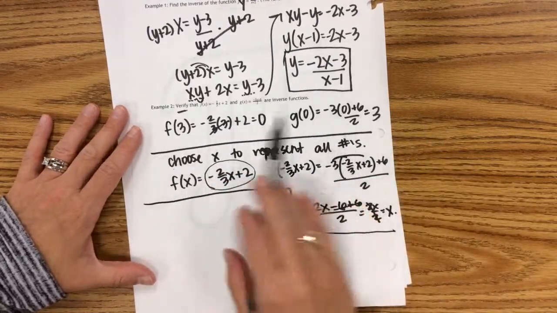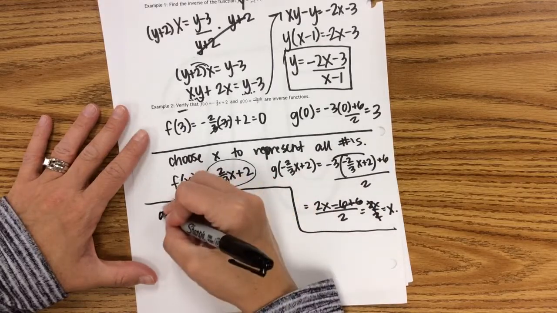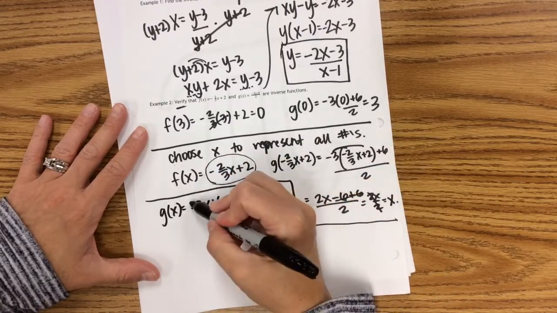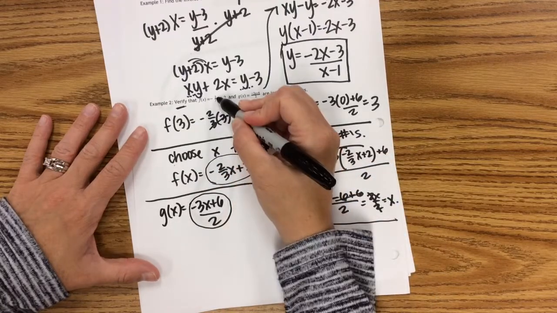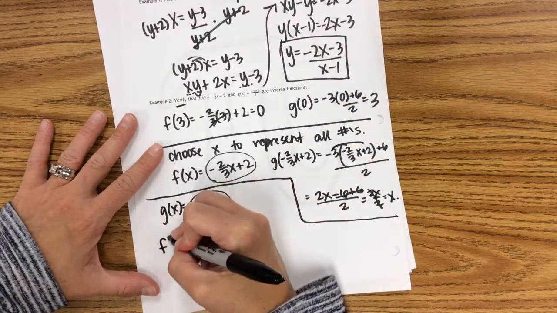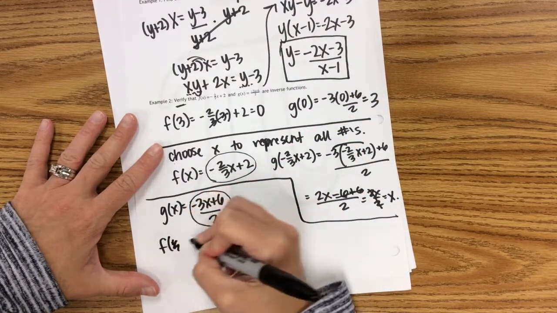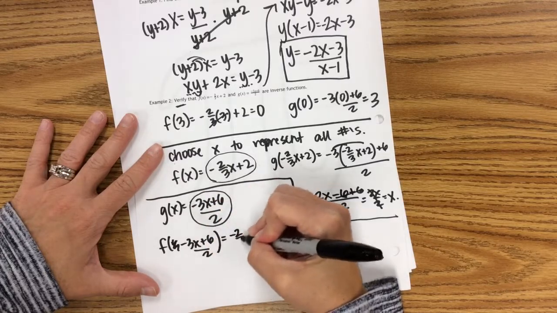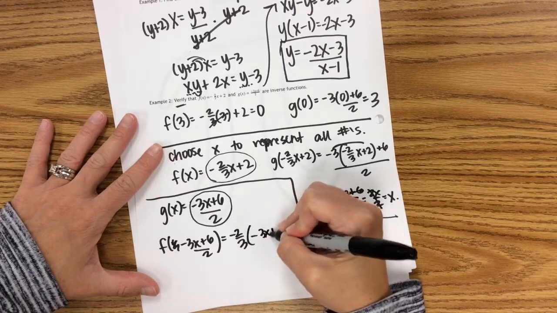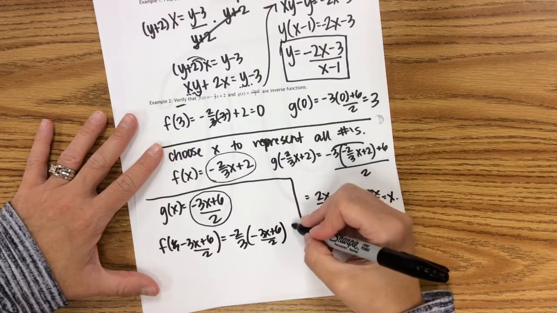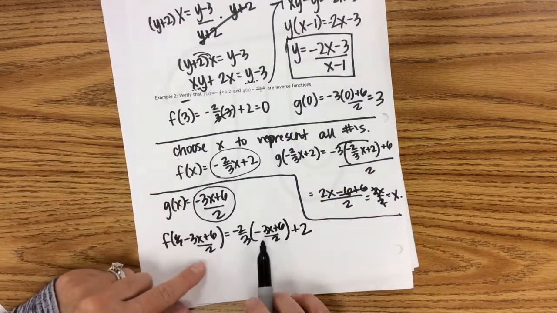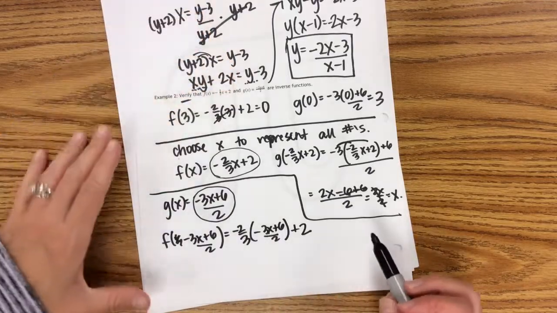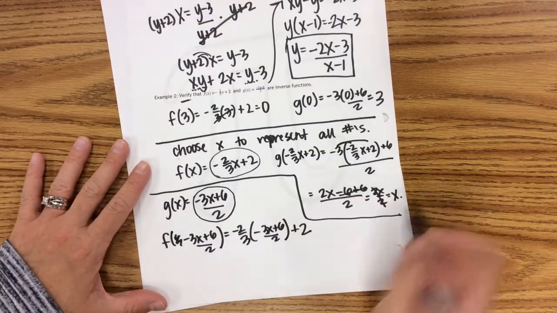The other half is to go backwards. Start by plugging it into g of x. And now take that and plug it in for x in the f function. So I took my result, which was this, plugged it in for x in the f function. I'm going to simplify and see if out pops x again.